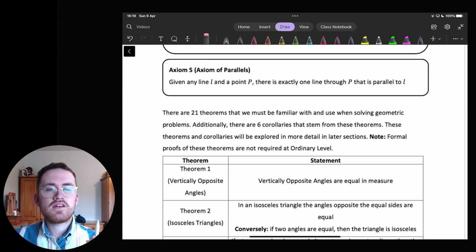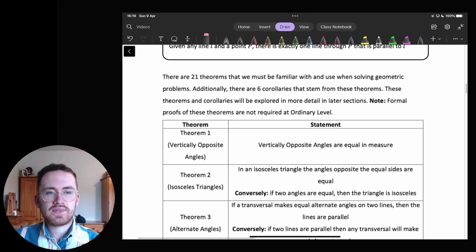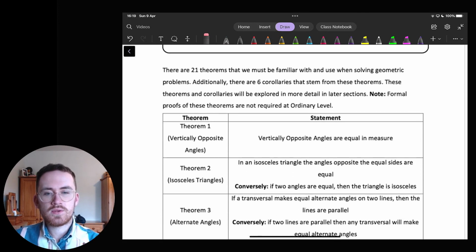In terms of theorems, there are 21 theorems that we have to be familiar with, and we have to be able to use them. And we have 6 corollaries that come from those as well. We'll see these in later sections, where we'll be using those theorems. We don't have to prove any of these theorems at ordinary level. We don't have to give a formal proof of any of them. We just have to know them enough to be able to use them in answering our questions.